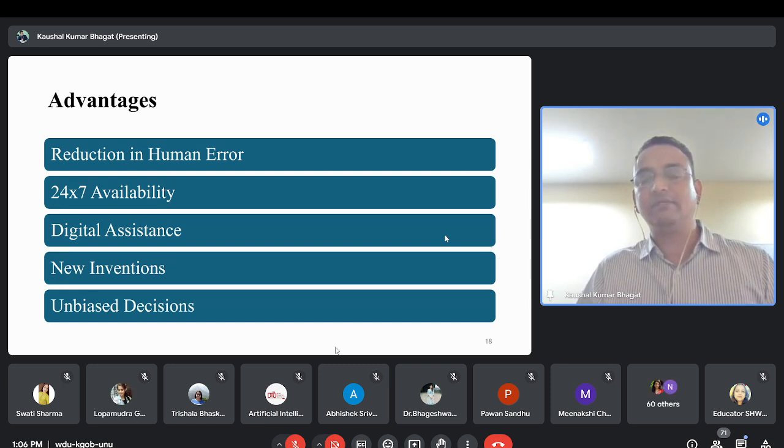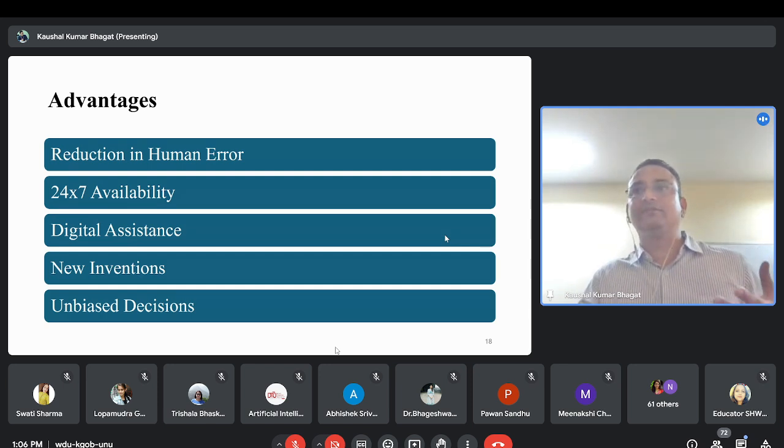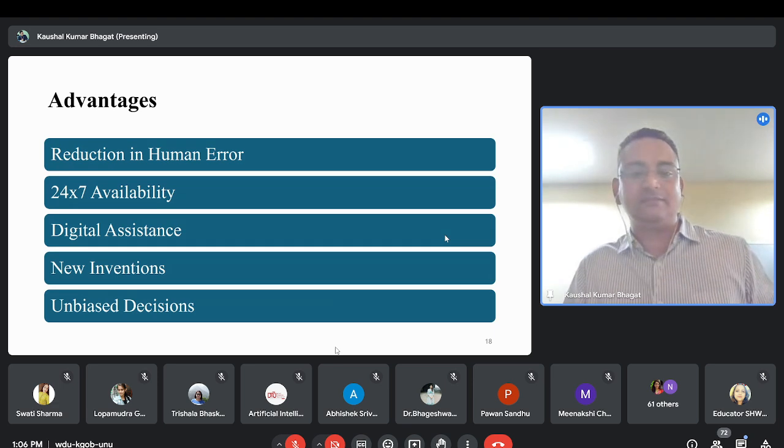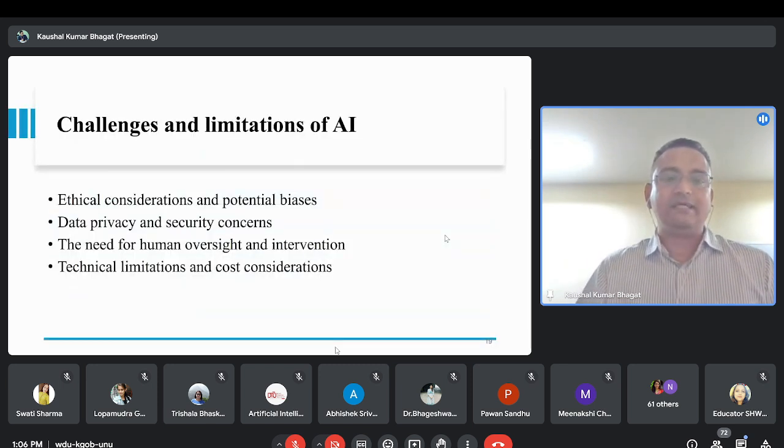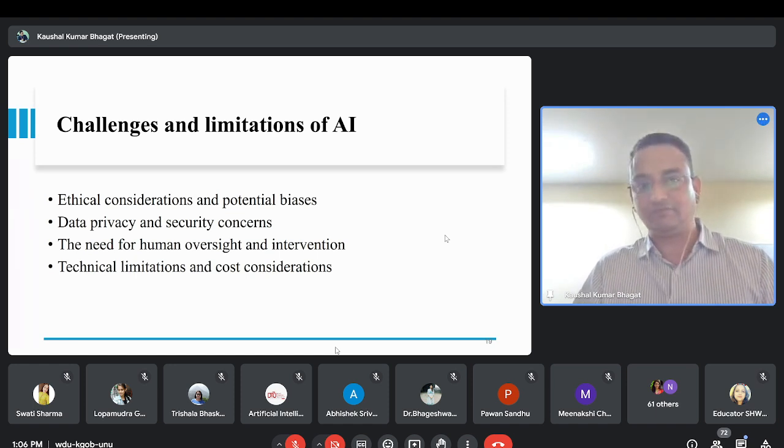But if you have AI chatbots, the students can ask questions and do things anytime. Then digital assistance could be provided. Another thing is that sometimes it gives unbiased decisions, right? Because we humans have emotions, so sometimes we are biased in taking decisions. So that is another advantage of artificial intelligence. Now, there are very different challenges and limitations of artificial intelligence that are associated with it.